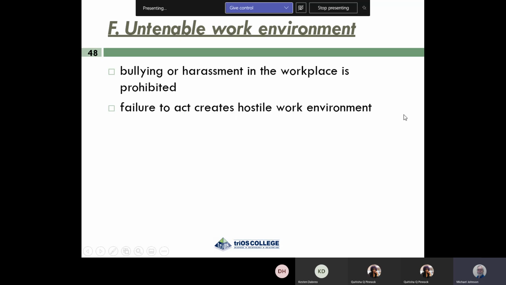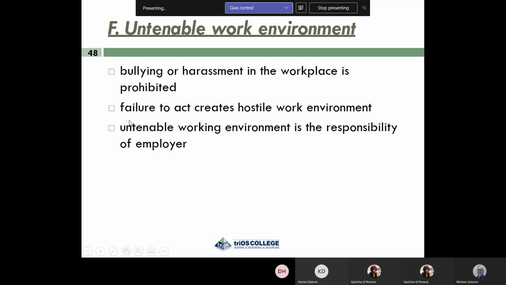Failure to act creates a hostile work environment. Definitely, people don't like being pushed around too much. In the United States, they call this going postal, where somebody comes to work with a gun and starts shooting people.